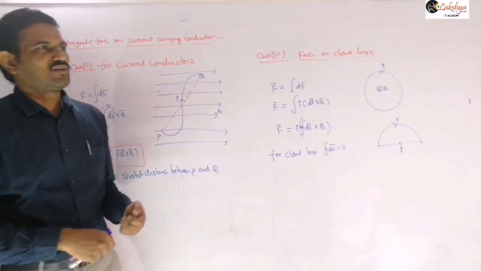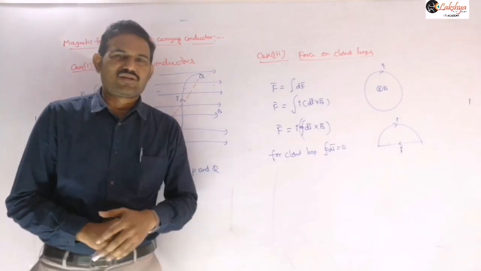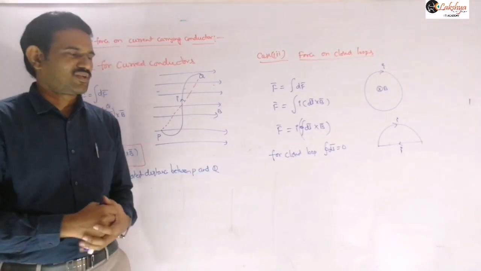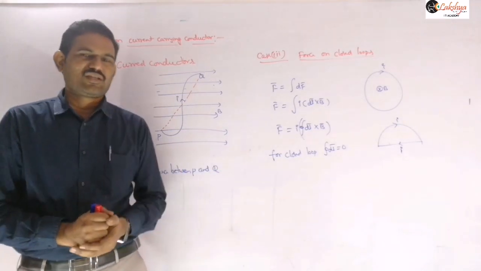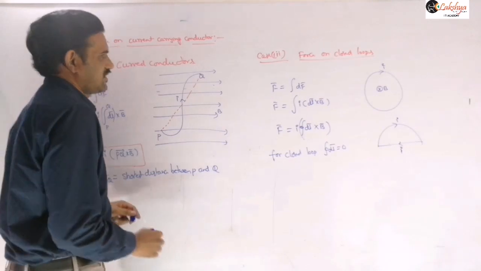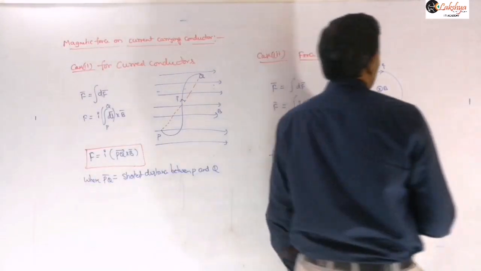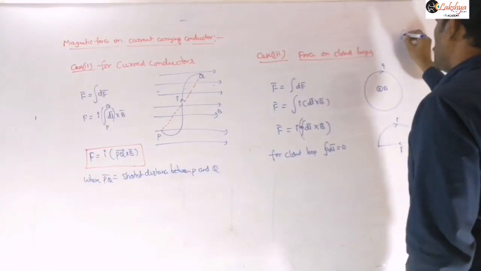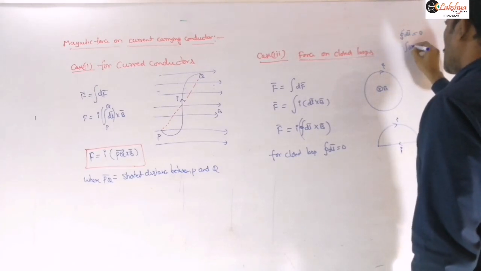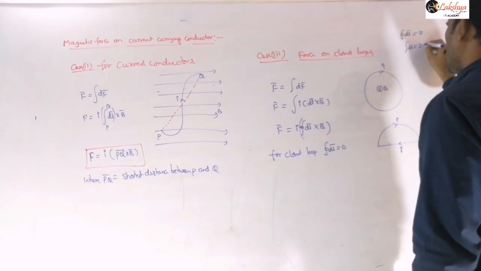So in case of polygon law, if you are forming a closed polygon, then the resultant of that closed polygon is nothing but 0 only, right? And so here also we are getting that. Here you need to observe the difference between integral of dl bar and integral of dl. For a closed loop, integral of dl bar will be equal to 0, whereas integral of dl is equal to 2 pi r.